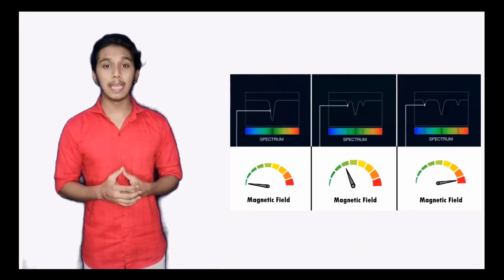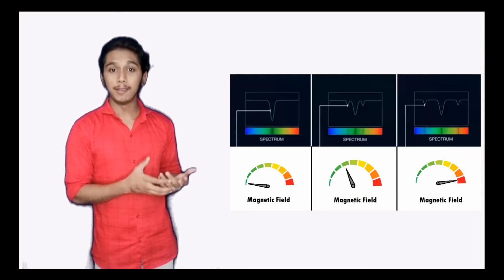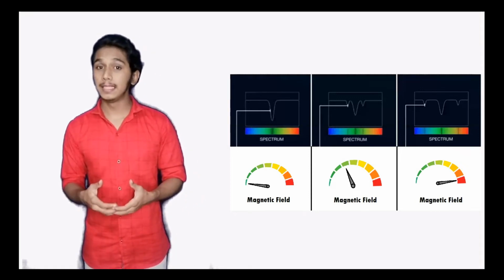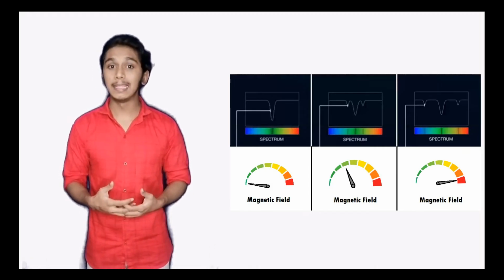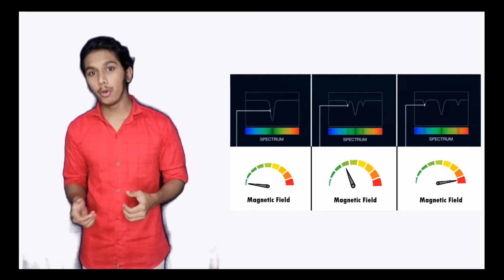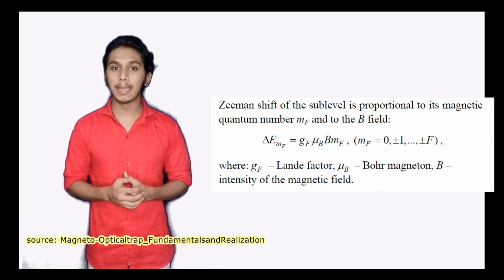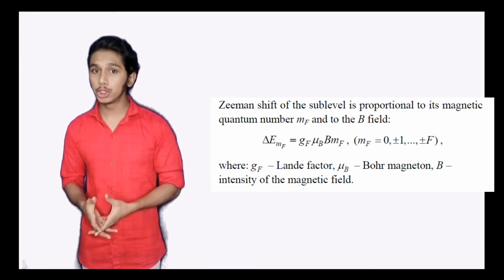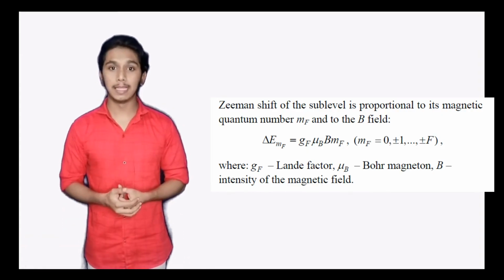This diagram here will help us understand what is actually happening. So when there is no magnetic field, we see that there is only one spectral line. And as we increase the magnetic field, we see that there are 2 additional sublevels to be found. That means we are getting 3 spectral lines now. And as we increase the magnetic field even more, we see that the sublevels are splitting even more. This gives us a relation that the Zeeman shift is directly proportional to the magnetic field, and it is also proportional to the magnetic quantum number. And this equation over here will describe this.